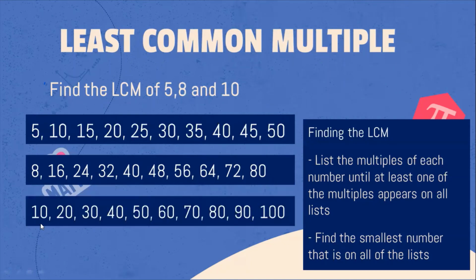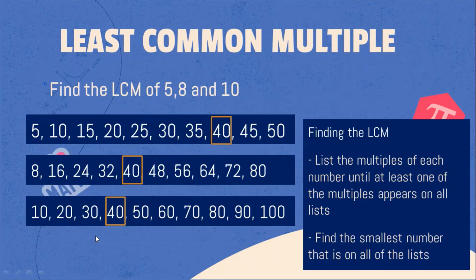For 10, we have 10, 20, 30, 40, 50, 60, 70, 80, 90, and 100. We will just look for the common multiple or multiples of the given numbers. The common multiple is 40.